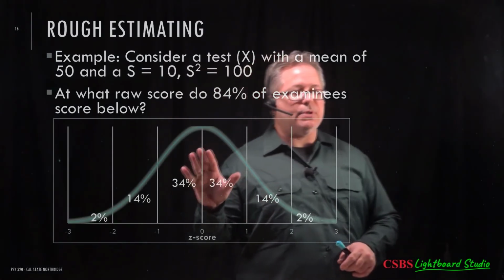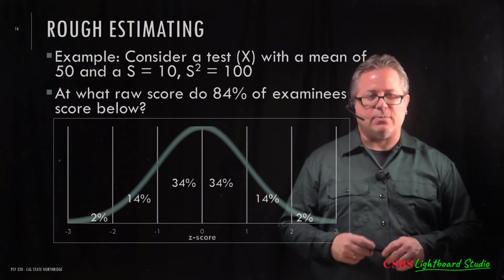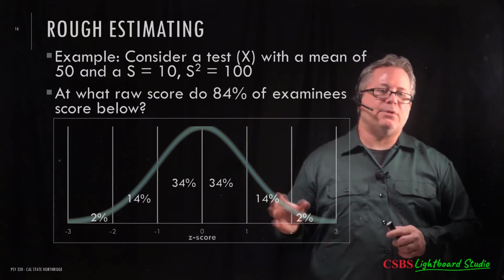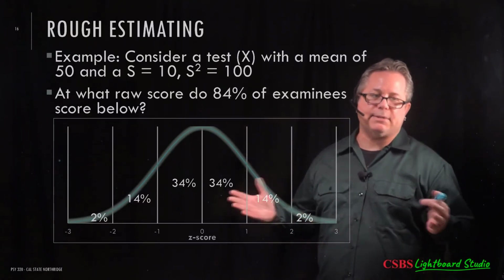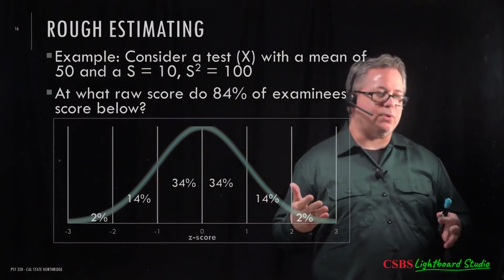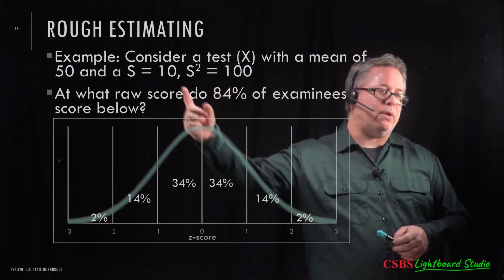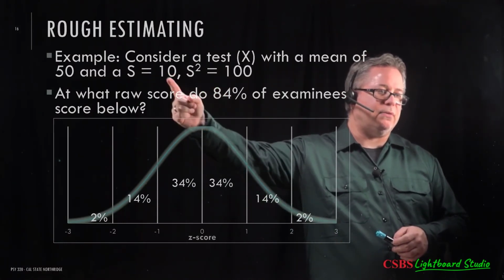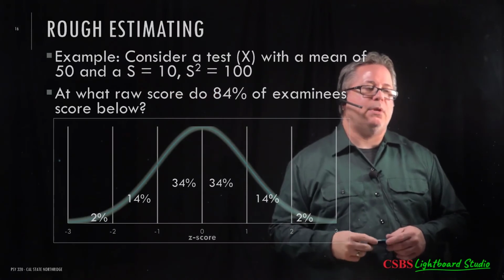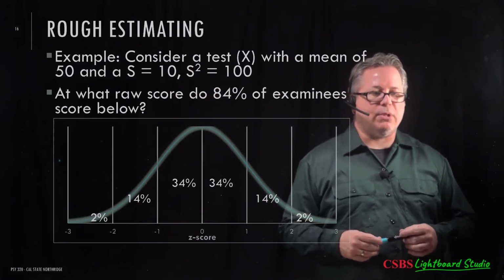Okay, so let's use this idea of rough estimation to answer some problems. For example, consider a test X with a mean of 50, a standard deviation of 10, and a variance of 100. If the standard deviation is 10, the variance is 100. Just square the standard deviation to get the variance, so these two things should correspond. At what raw score do 80% of examinees score below?